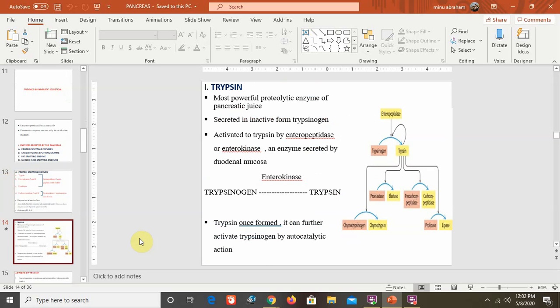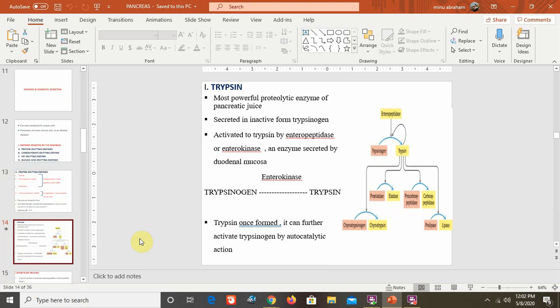Now first we learn about trypsin. Trypsin is the most powerful proteolytic enzyme of pancreatic juice. It is normally secreted in an inactive form, that is trypsinogen. Now this trypsinogen will be converted into the active form trypsin by an enzyme called enteropeptidase or enterokinase. And what is this enteropeptidase or enterokinase? It is an enzyme which is secreted by the duodenal mucosa.